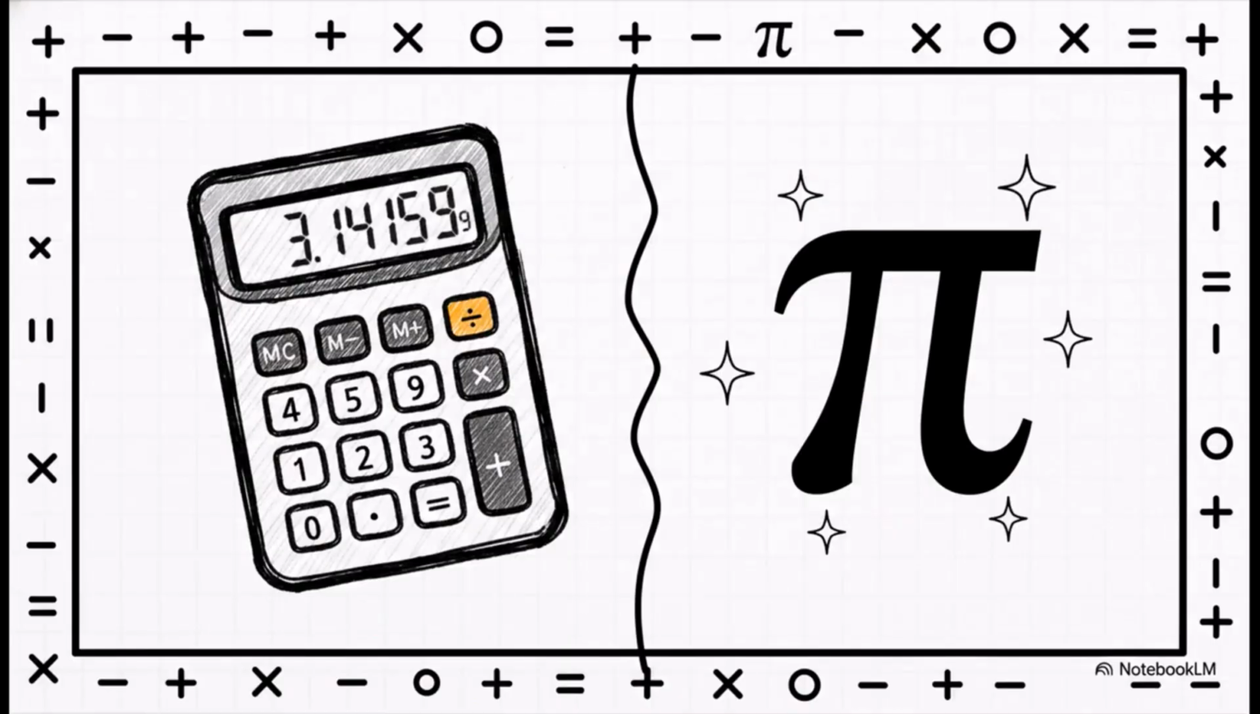Here's the fundamental difference, right? Your calculator sees the symbol for pi and gives you an approximation, maybe 3.14159. But a CAS, it understands that pi is this perfect, infinite idea. It works with the actual symbols, which keeps the math completely pure and precise.